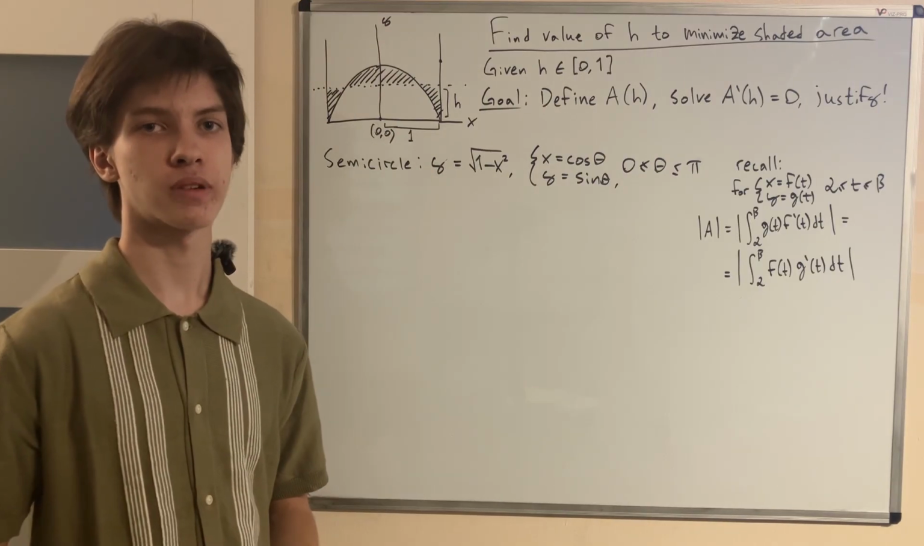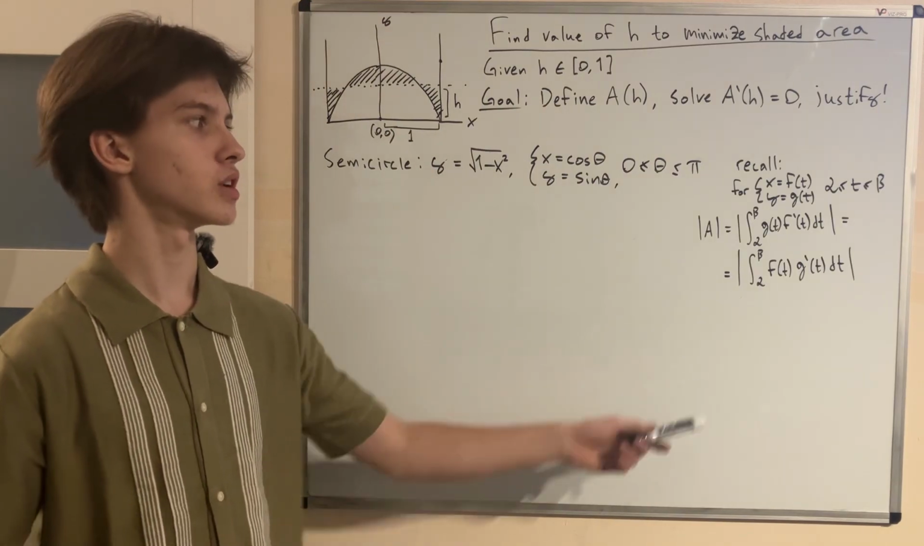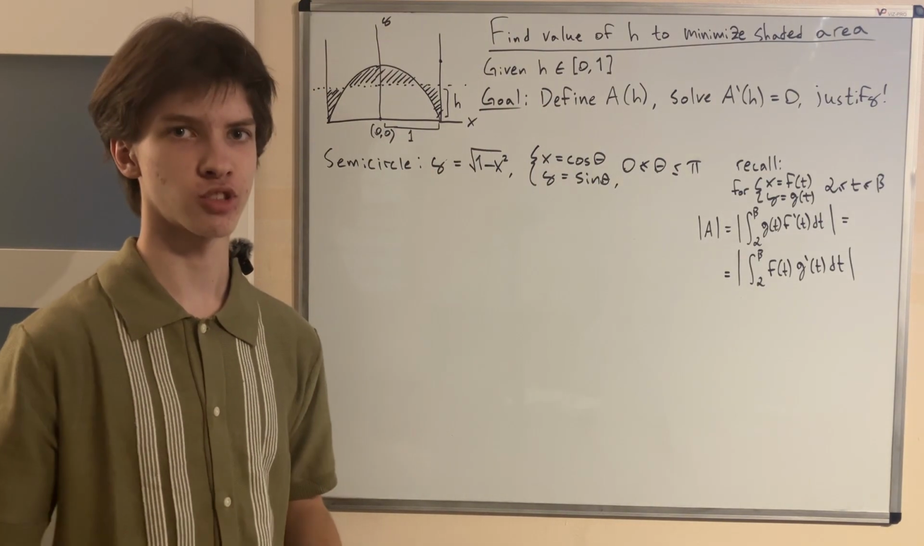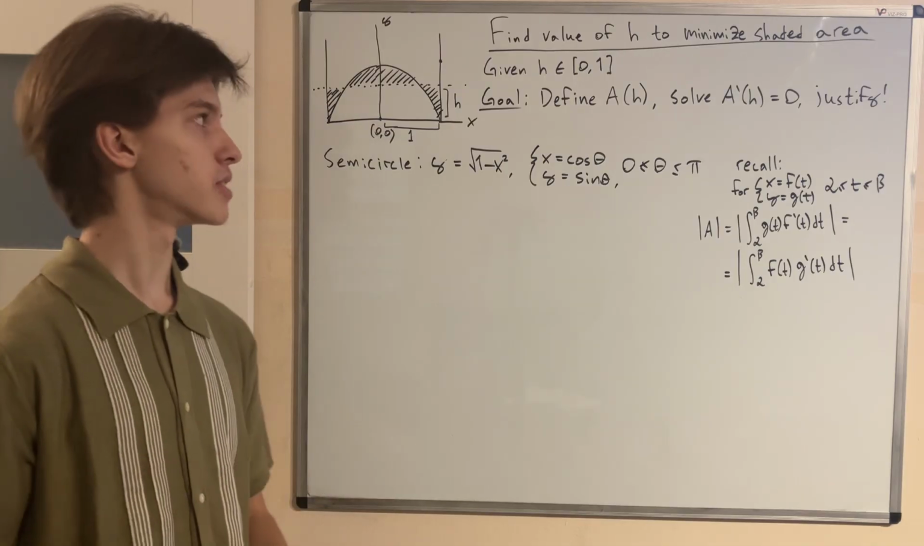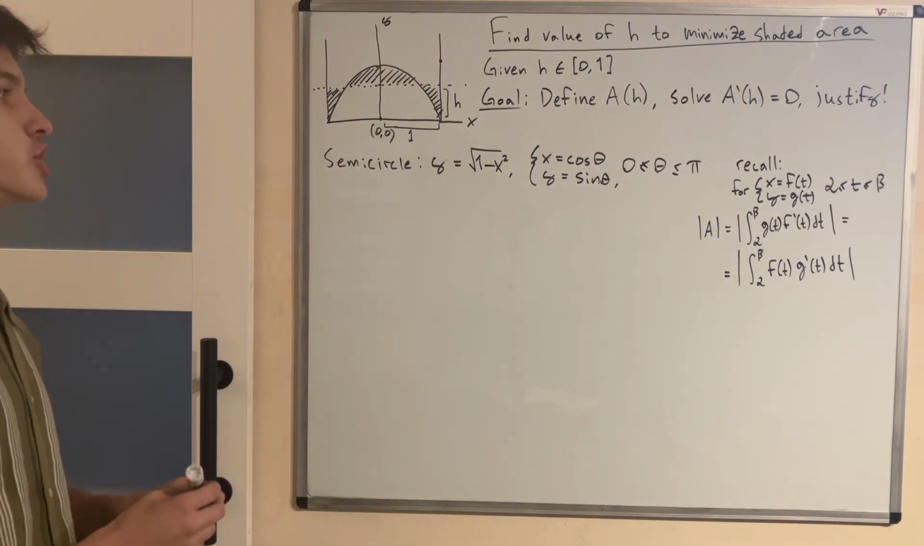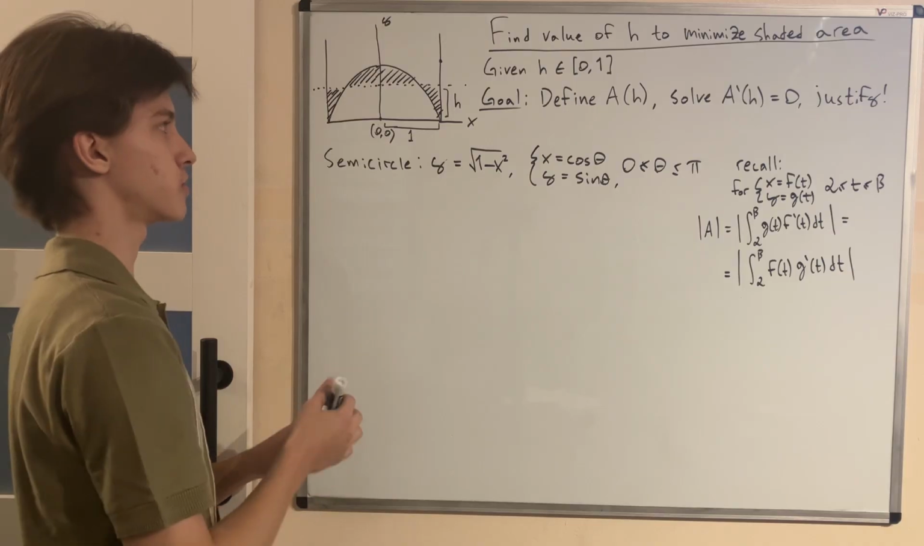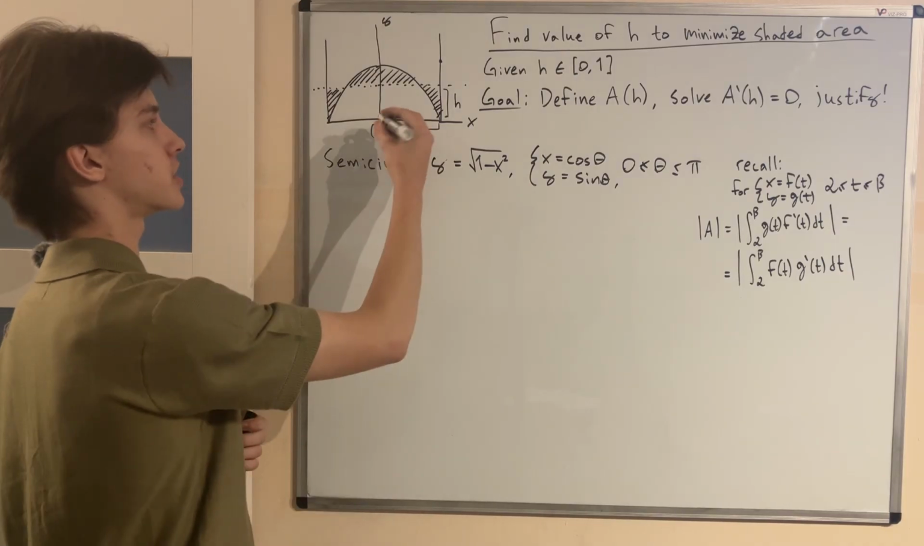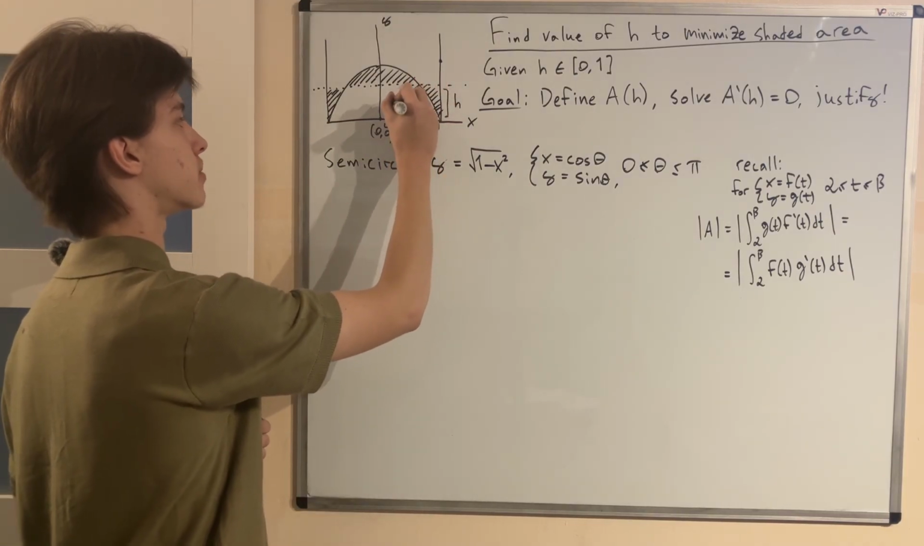If you don't remember how parametric integration works, I reminded you of the theorem right here. It's basically just a u substitution, but with the parameters. But anyways, let me show you how we're going to find this shaded area. We're going to, of course, use these parameters. And let me quickly make a sketch of the angle right here to make it make more sense.